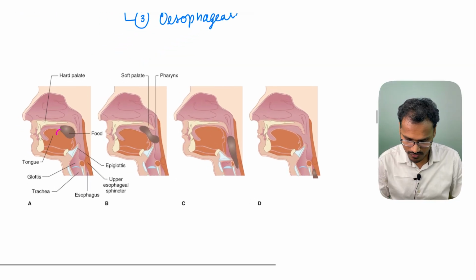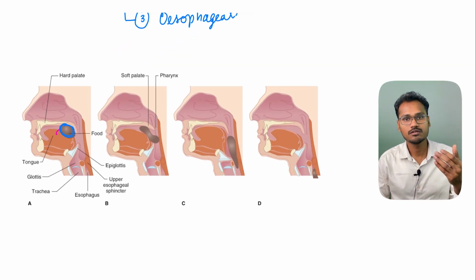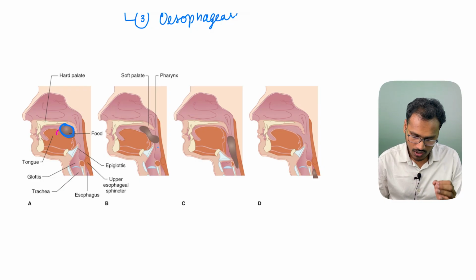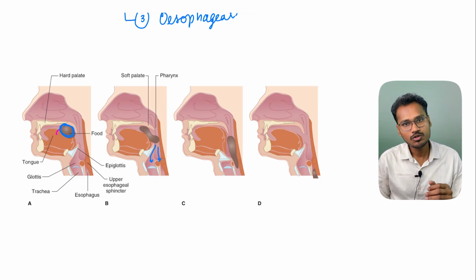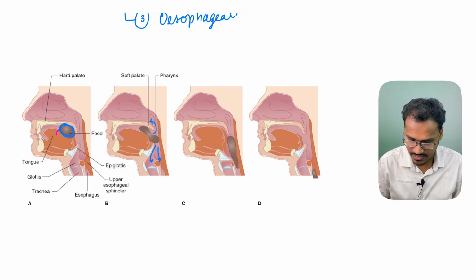First, the food is formed in the mouth, and with the help of mastication, the food is chewed and formed into a bolus. Then once the bolus is formed, we have to swallow it. Here it will first reach the pharynx, but after the pharynx there are two places where it can go. One is the esophagus, another one is the respiratory tract, and one more area is also present. It can regurgitate into the nasal cavity.